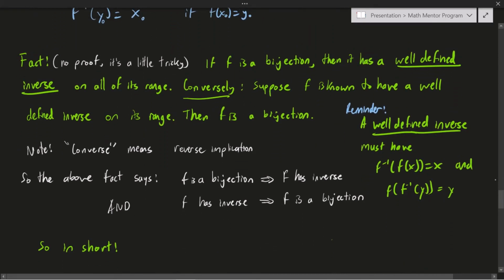Here's a fact that is basically going to summarize our entire discussion, but I'm not going to prove it because the proof is actually a little tricky. If I have a bijection f, then it has a well-defined inverse on all of its range.